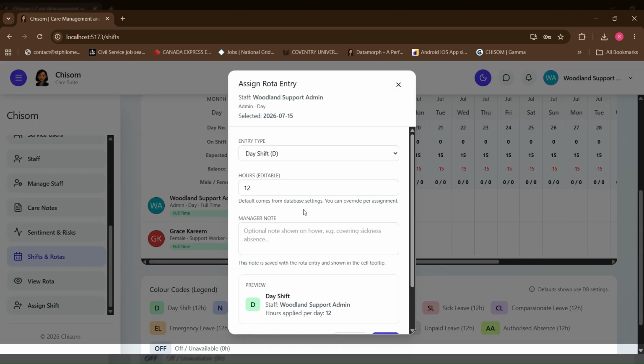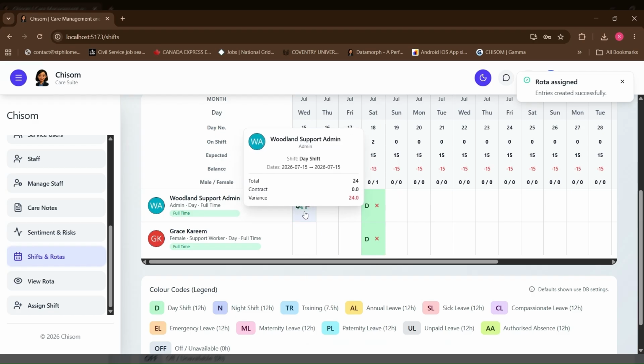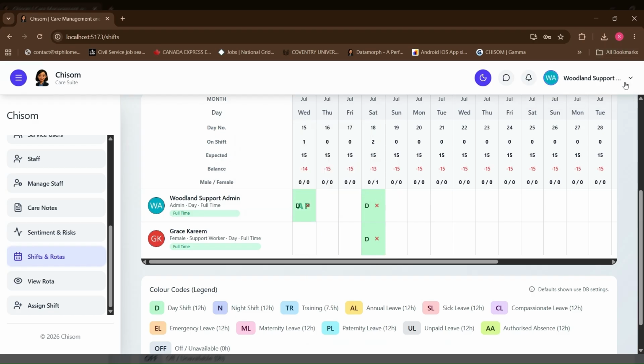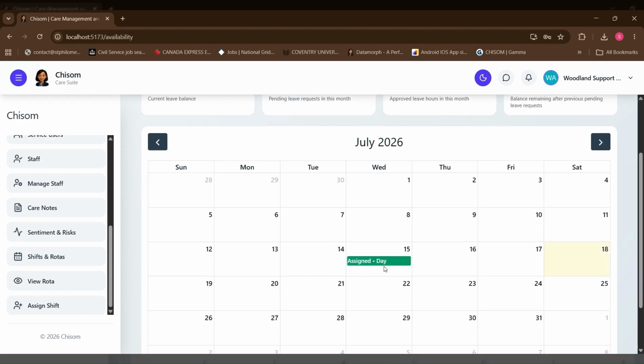So the admin can click on it, click on this day 12 hours, then save. It shows AP, which means approved. Then this staff will be able to know that they now have a day shift. If I come over here again, go to availability, go to the 15th, I see assigned day. So it makes life so easy.